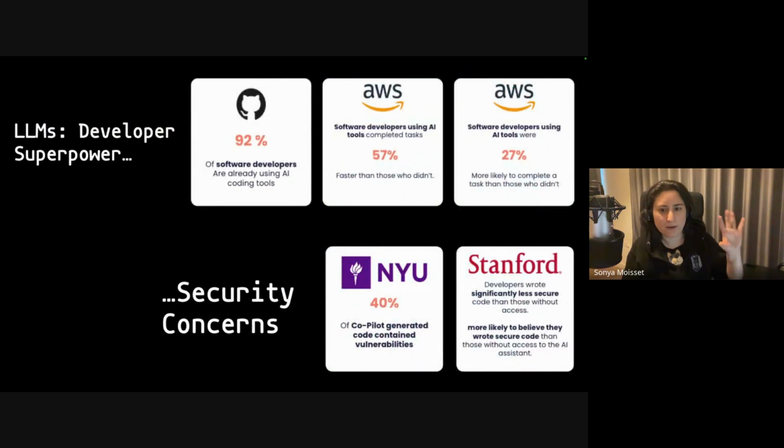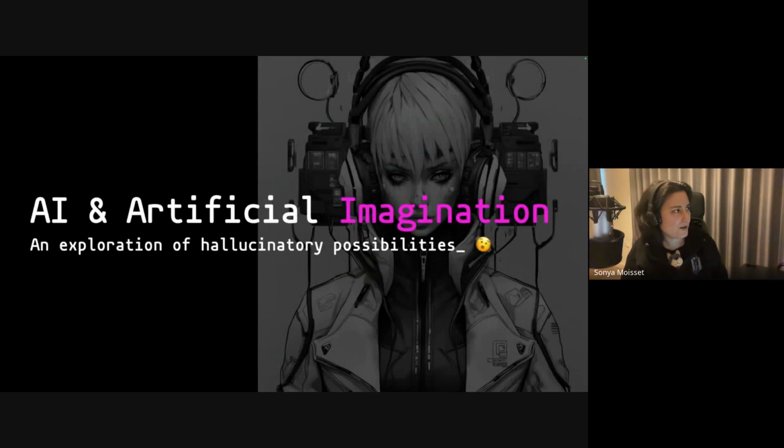So to sum up, on one side you have some sort of developer superpower. You can see with the numbers, developers are really happy using these tools. But on the other side, there are security concerns, because we've seen that Copilot is generating code that might contain security vulnerabilities. So this is something that we need to keep in mind and find a balance in between. So I mentioned hallucination. Let's have a look. AI and artificial imagination. Let's explore what hallucination is.